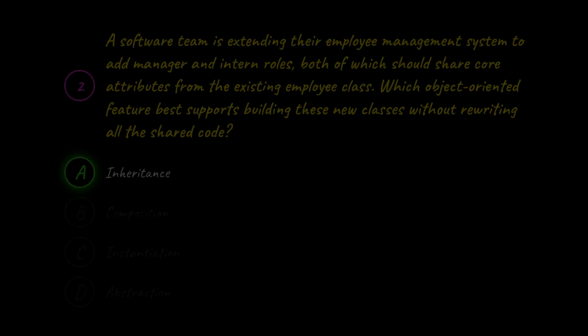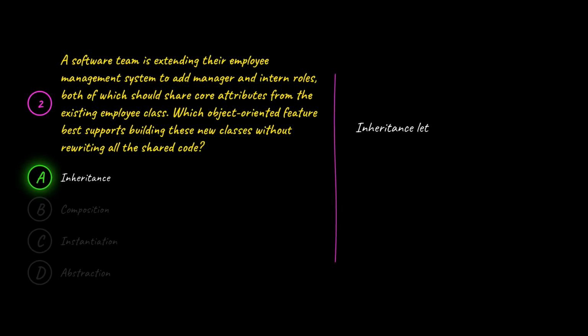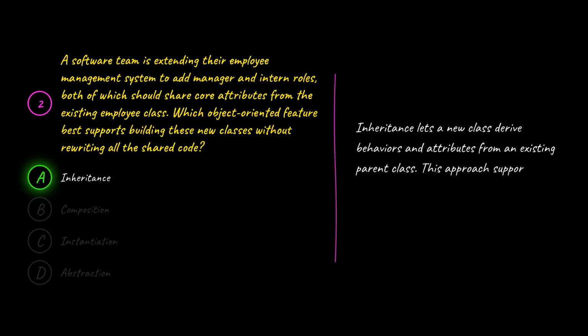Inheritance. A is correct because inheritance lets a new class derive behaviors and attributes from an existing parent class. This approach supports code reuse and reduces duplication, which is exactly what the team needs here.